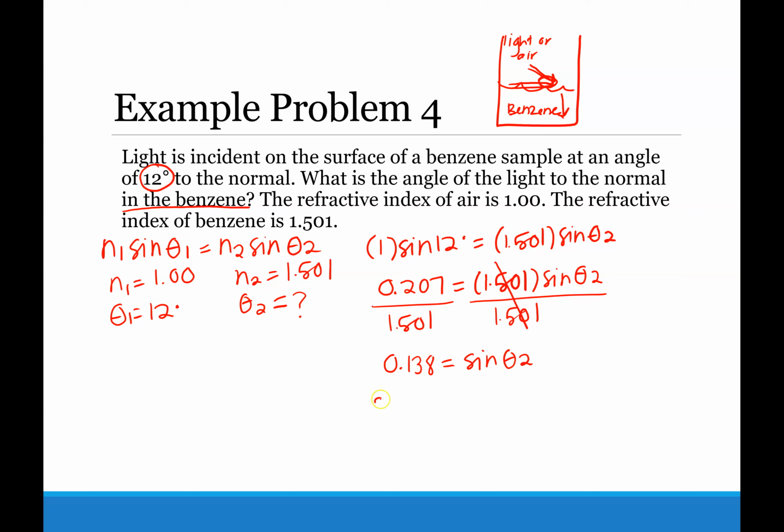And at this point, we're going to take the inverse sine, like we did previously, of 0.138 on each side, because the inverse sine of sine of angle 2 is going to be the angle itself. So in your calculator, you should hit second, sine minus 1, which is usually right on top of the sine button, 0.138. And that should give you about 7.93 degrees, or we'll just say about 8 degrees. Let me know if you have any questions about example problem 4.